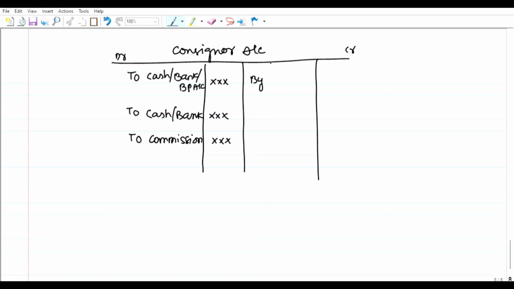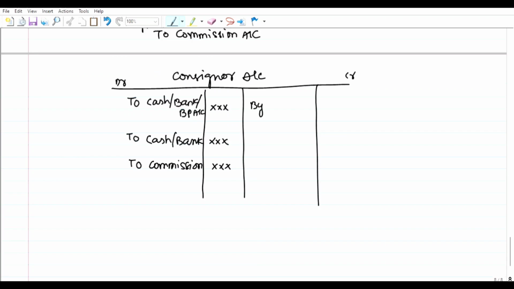For the sale of goods, he will be writing the entry as... one second friends. For the sale of goods he will be making the consignor a creditor, because only the amount is payable to the consignor, so he will be receiving the cash or bank. So that would be the use value here.